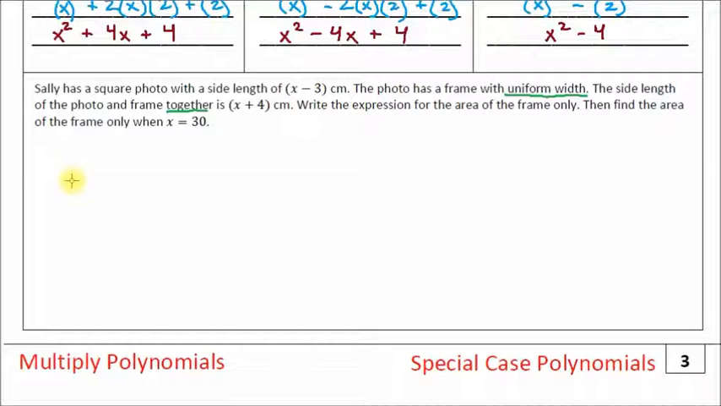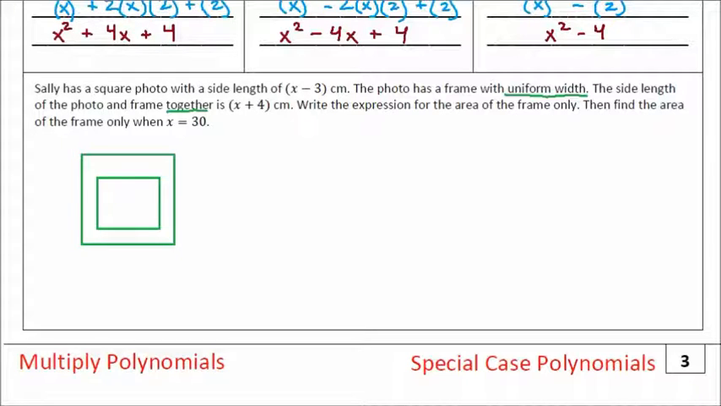So I'm going to go ahead and let's make like a square photo. And then we'll go ahead and put a frame around it that I'll do my best to try to make it look like it's uniform all the way around. That's not going to work. Let's try it one more time. There's our frame.